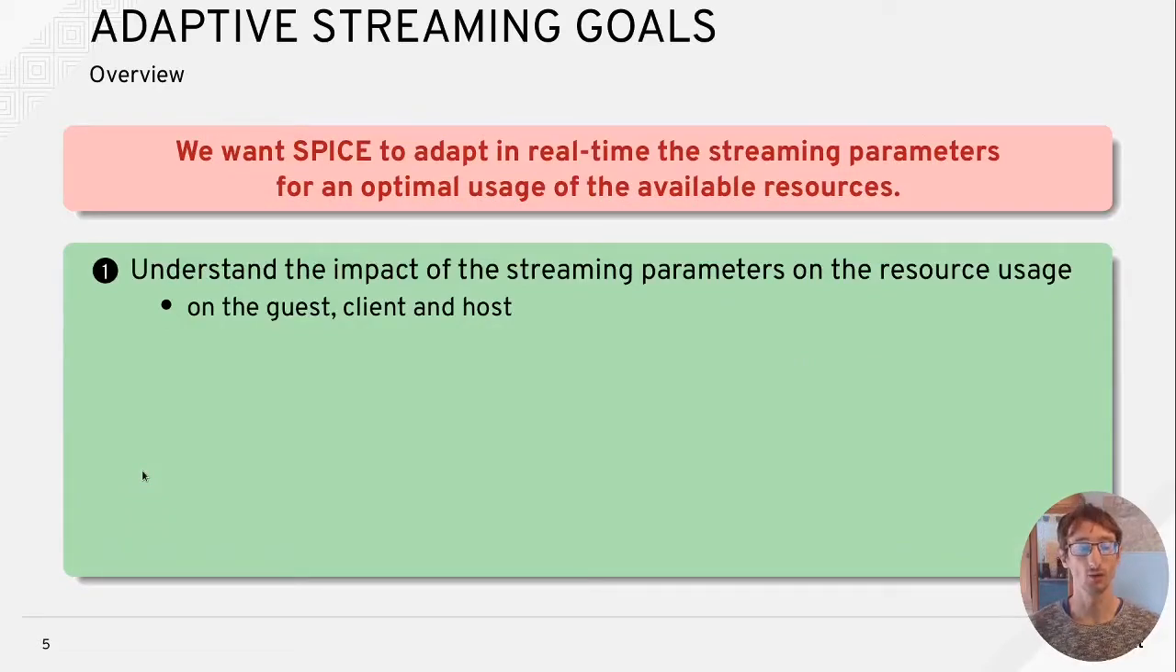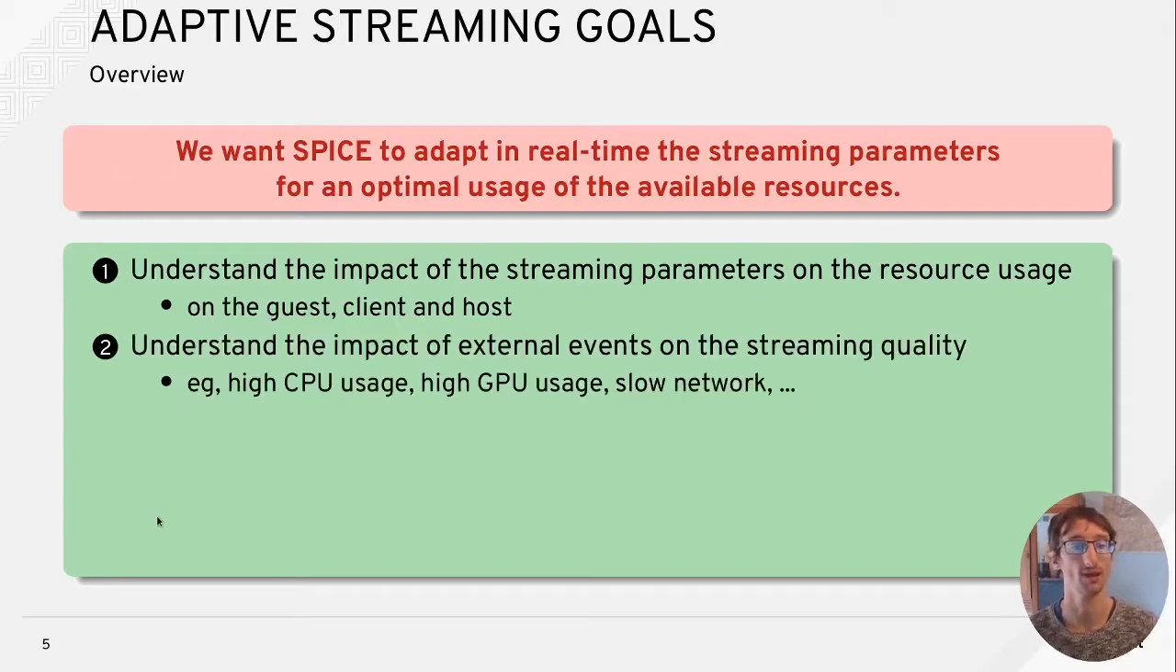So our plan for this work is first of all to understand clearly the impact of the streaming parameters on the different resources on the guest, on the client, and in the host. Then we will study how external events will affect the quality of the streaming. For instance, if the CPU is going high on one side, the GPU is going high on the other side, or the network is going slow for a while.